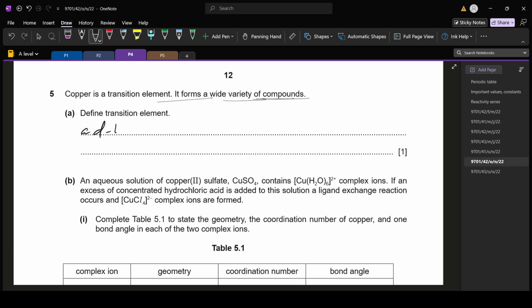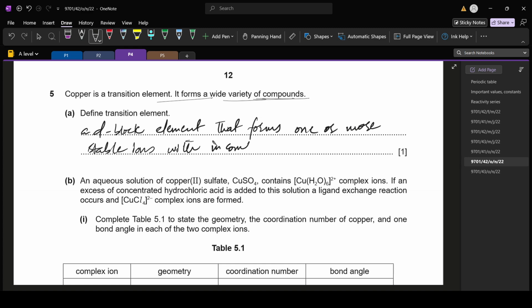A d block element that forms one or more stable ions with incomplete d orbitals.